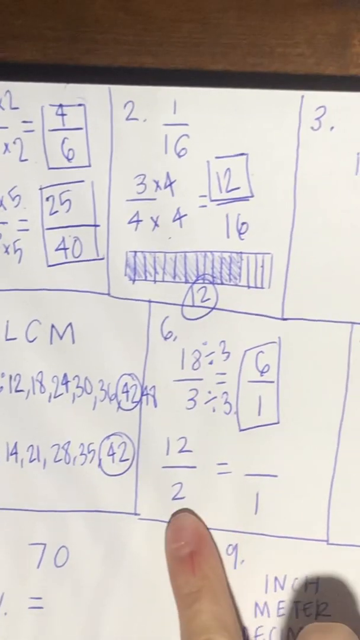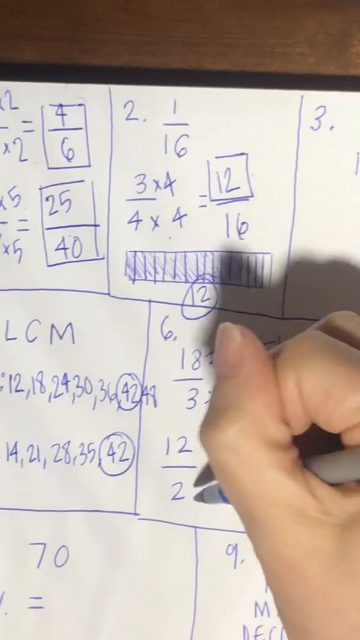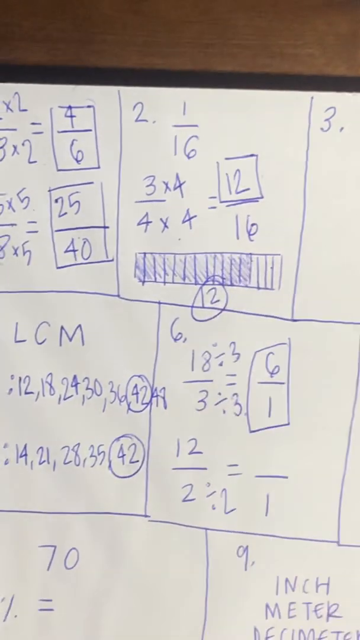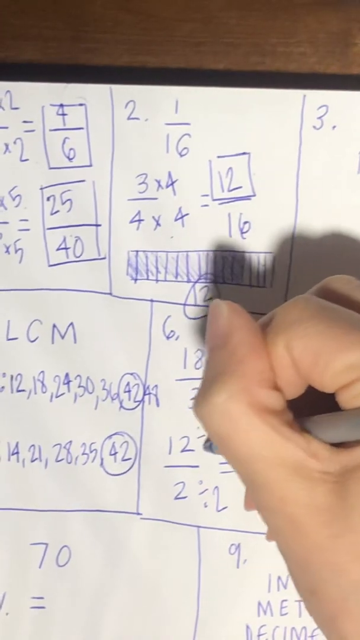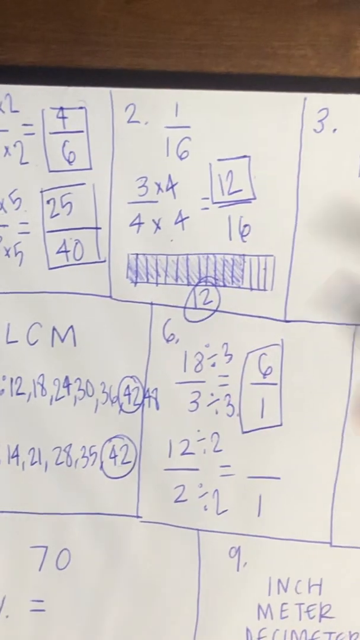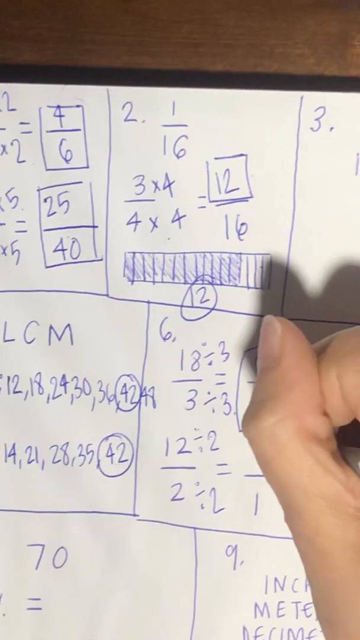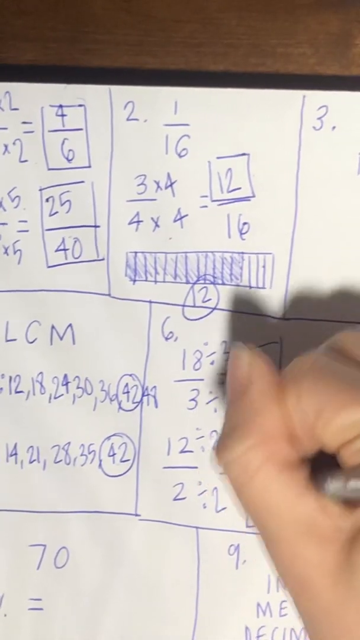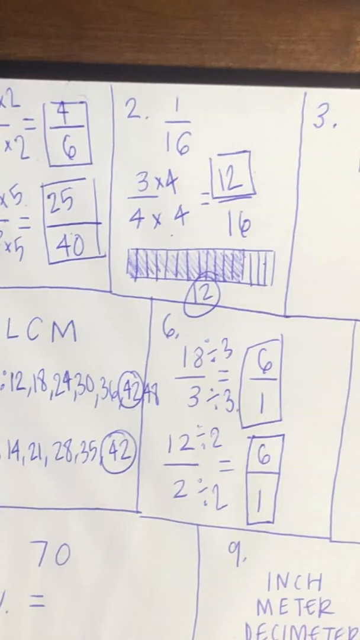Same thing down here. What can I divide 2 by to get to 1? 2 divided by 2 equals 1. So whatever I do to the top, I do to the bottom. 12 divided by 2 is also 6. So you get 6 over 1 again.